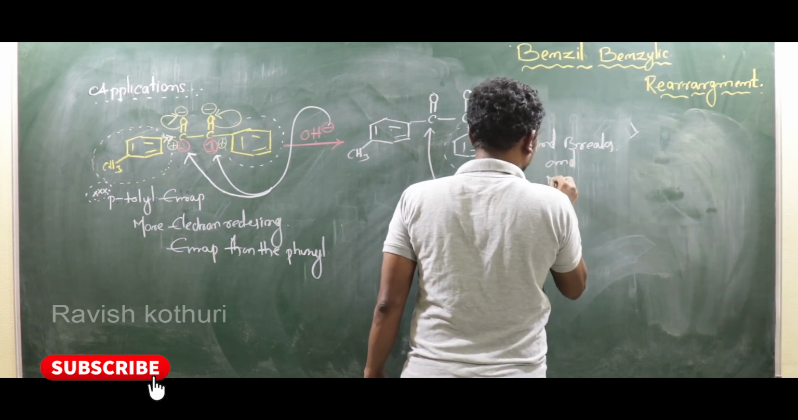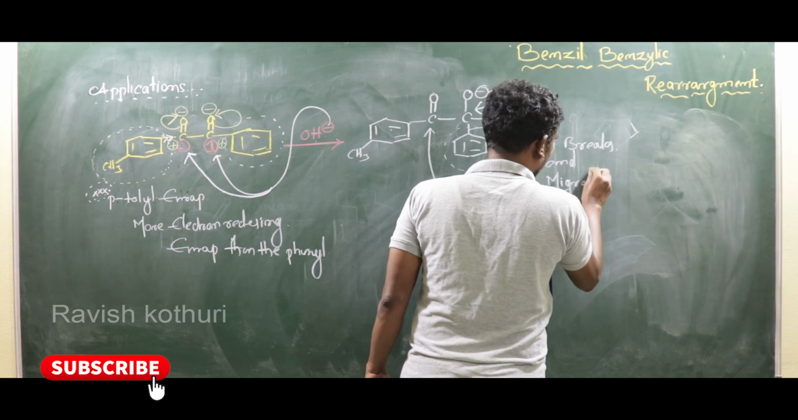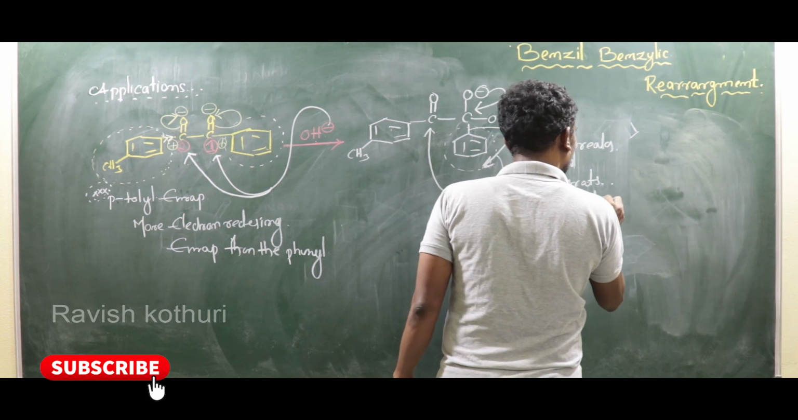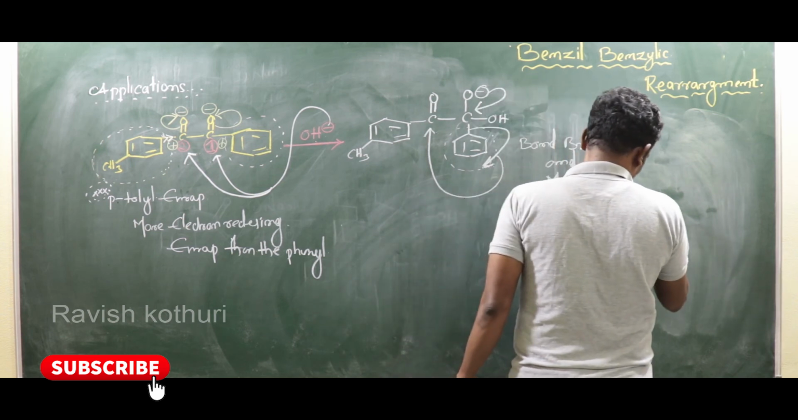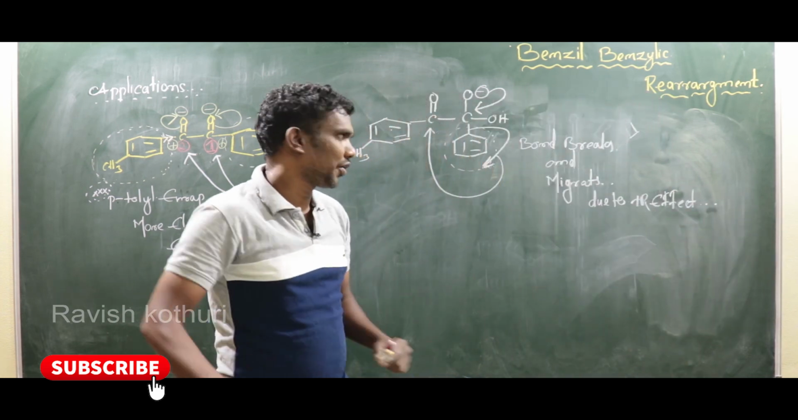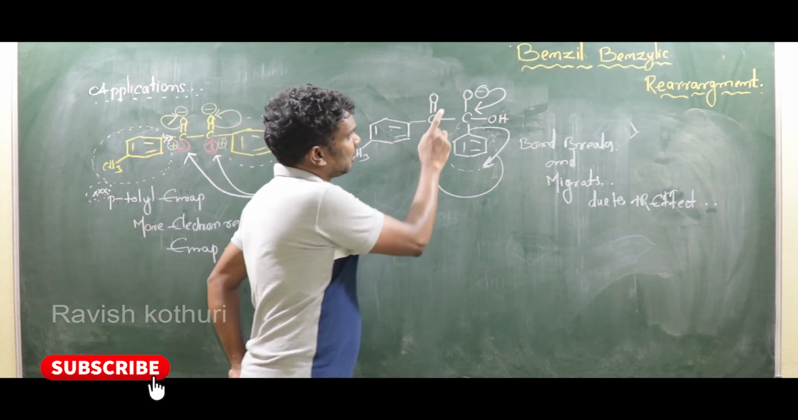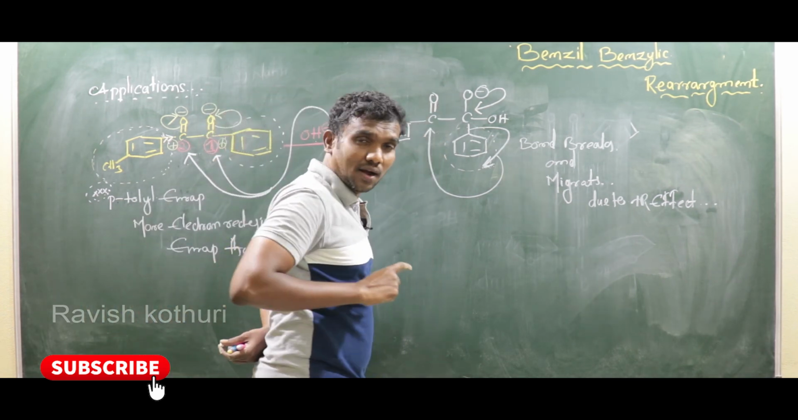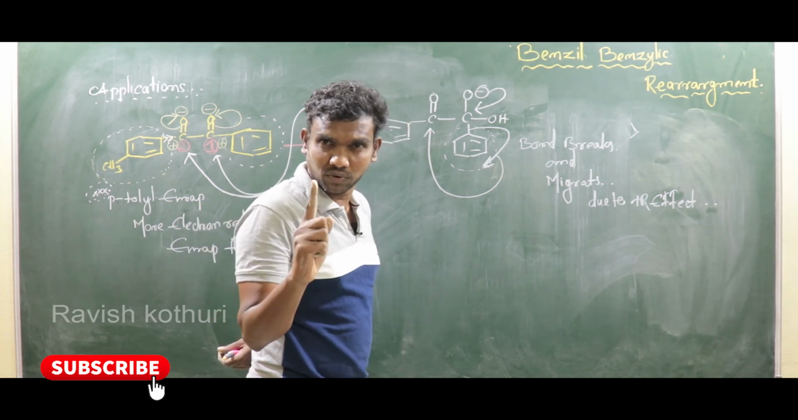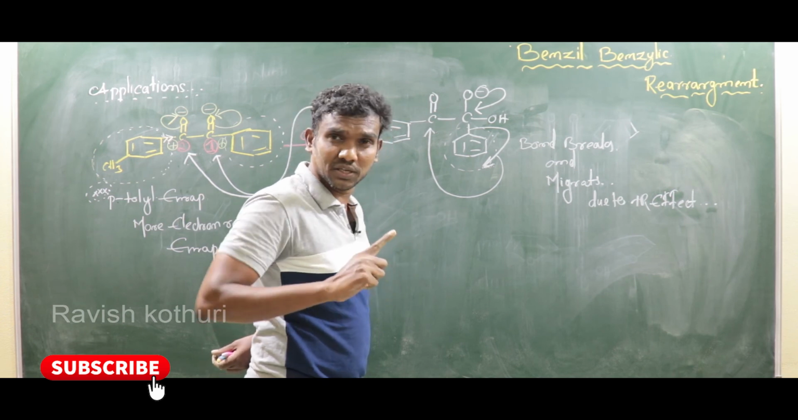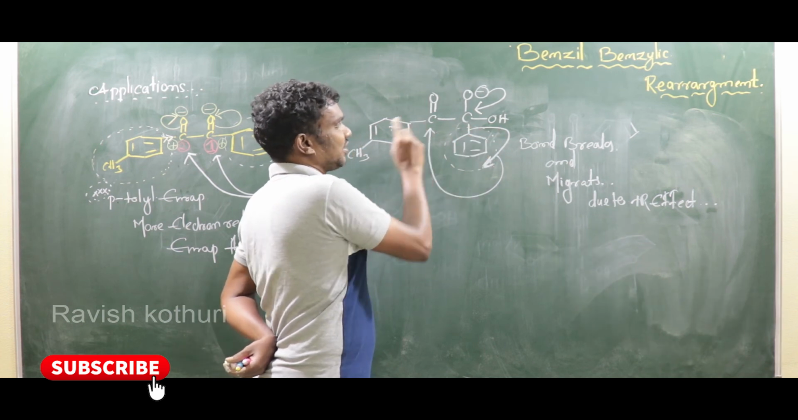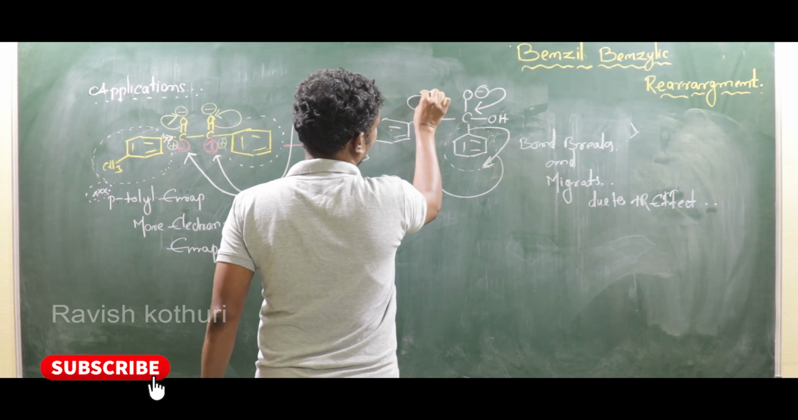The bond breaks and migrates due to plus R effect. Let me repeat once again. Listen carefully here. This alkoxide ion has a negative charge, so that is the reason it shows plus R effect. Point number one. Due to plus R effect, what happens? This bond will break. After that, this phenyl group will migrate to this carbon.